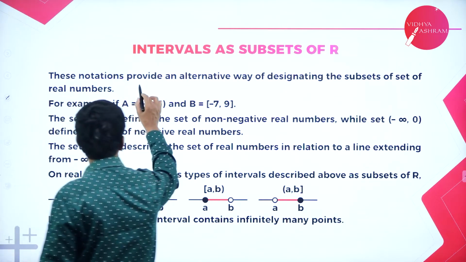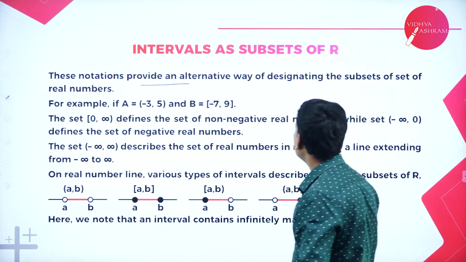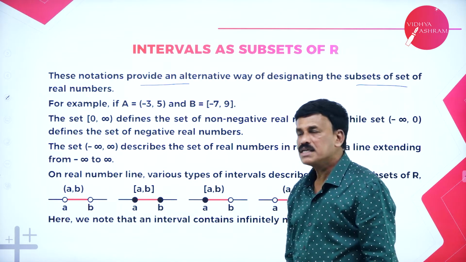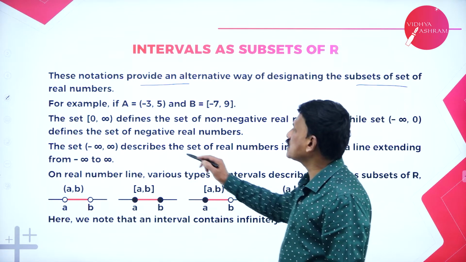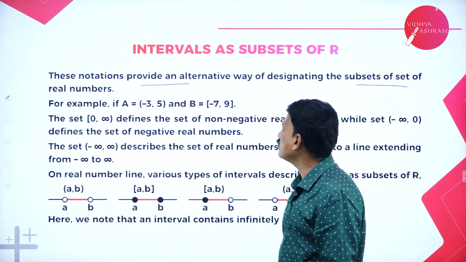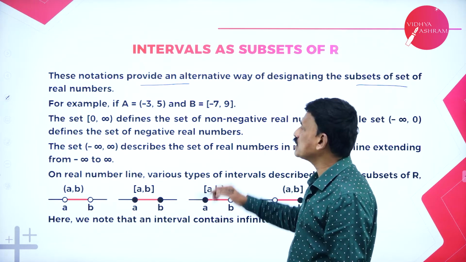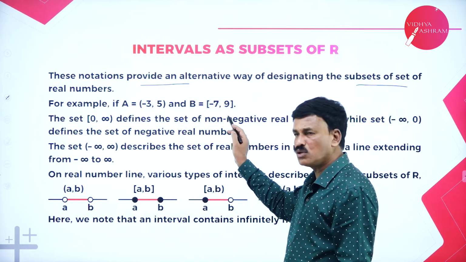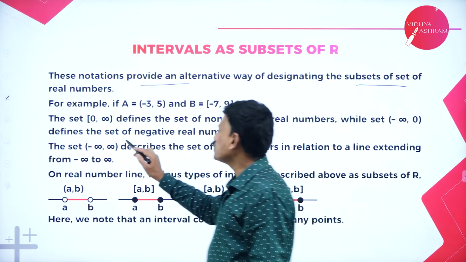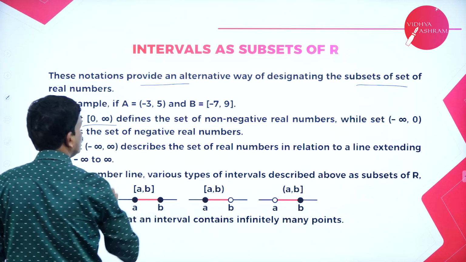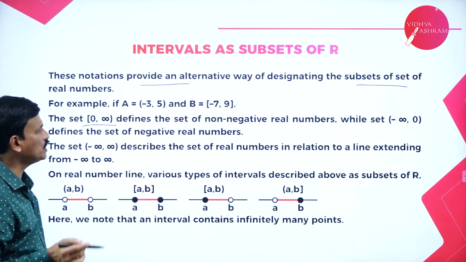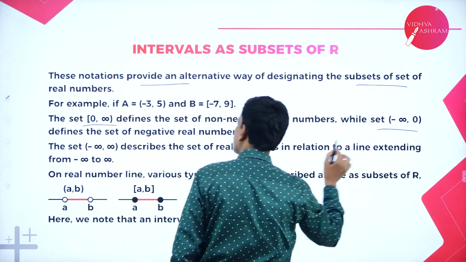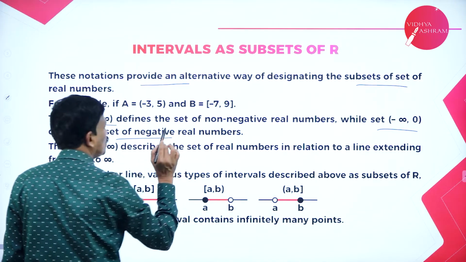So these notations provide an alternative way of designating the subsets of the set of real numbers. For example, let us consider A equal to (-3, 5) and B equal to (-7, 9), the open set and the closed set. Suppose a set contains 0 to infinity, it defines the set of non-negative real numbers, while the set minus infinity to 0 defines the set of negative real numbers.